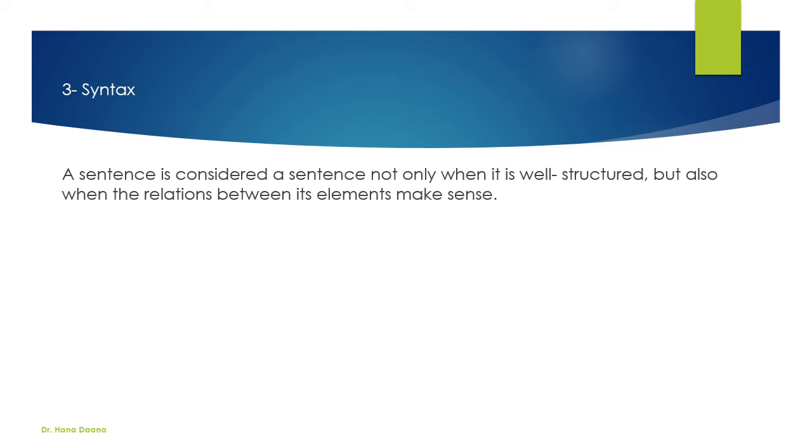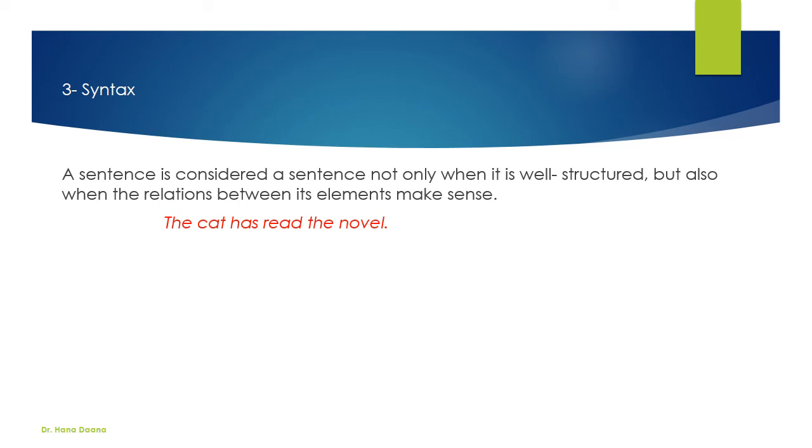A sentence can be structurally accepted. However, it may make no sense at all if there is an illogical relation between its elements. This can be exemplified with the following simple, straightforward sentence. The cat has read the novel.